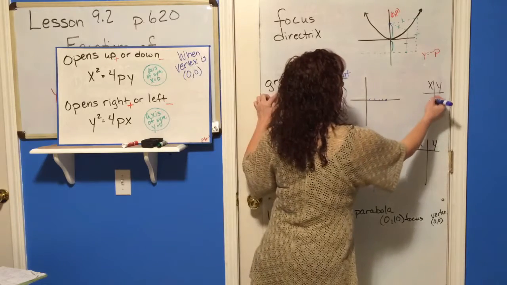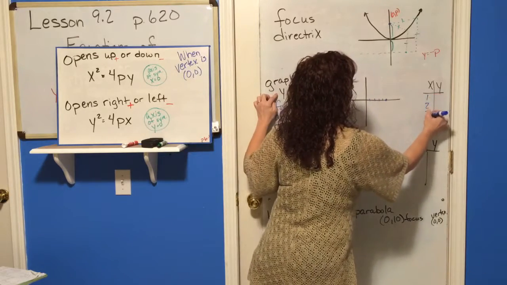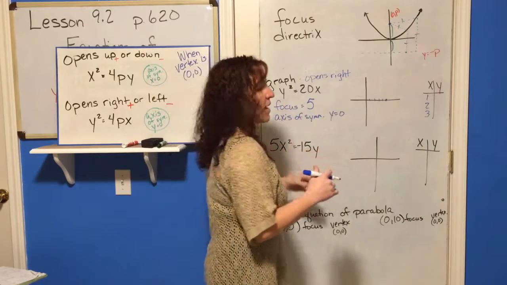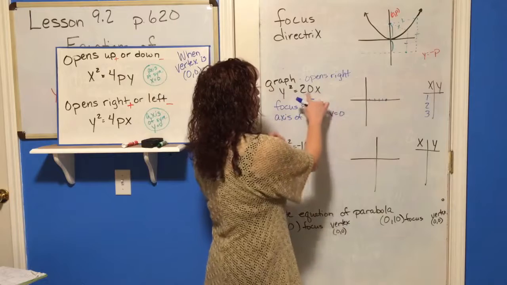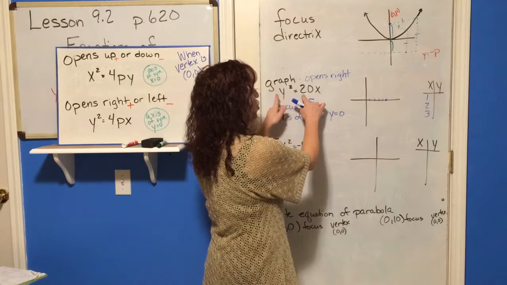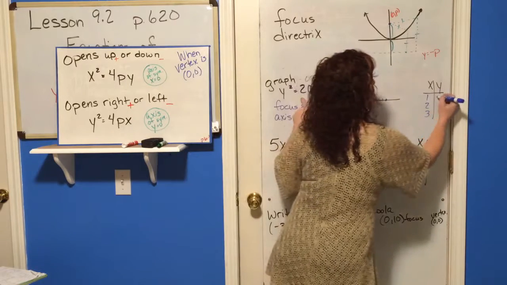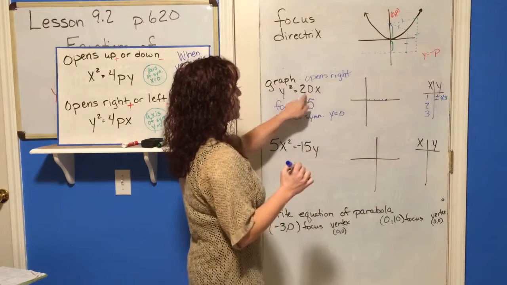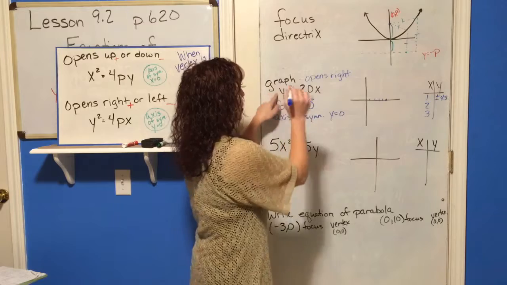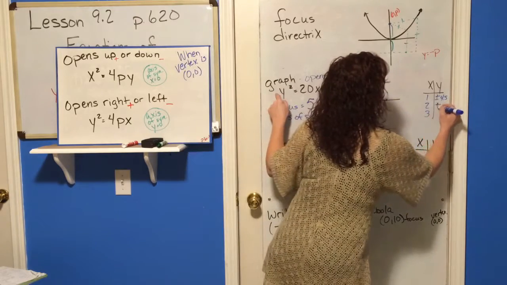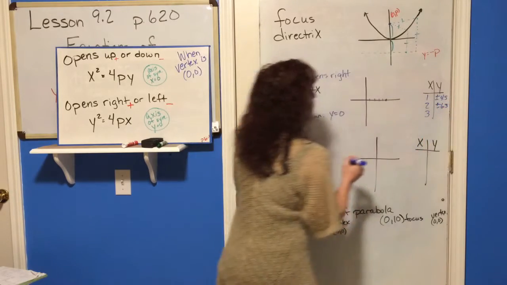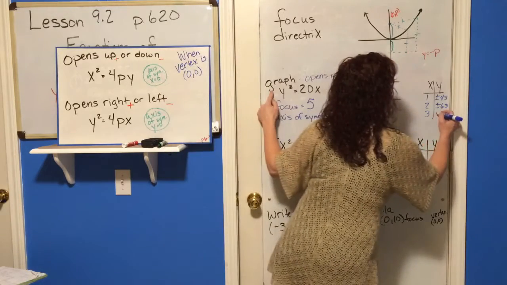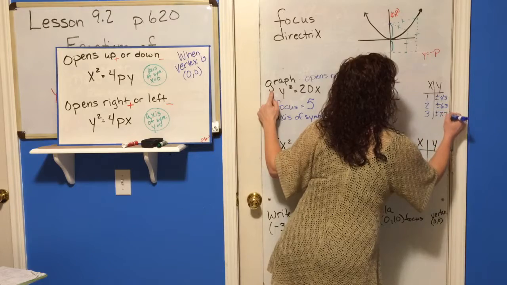So let's put in positive 1, 2, and 3, because we've got positives here. I just put them into the calculator already. 1 times 20 is 20, and the square root of that is 4.5, so I've got plus or minus 4.5. Then 2 times 20 is 40, and the square root of 40 is plus or minus 6.3. And 3 times 20 is 60, and the square root of 60 is 7.7, so plus or minus 7.7.